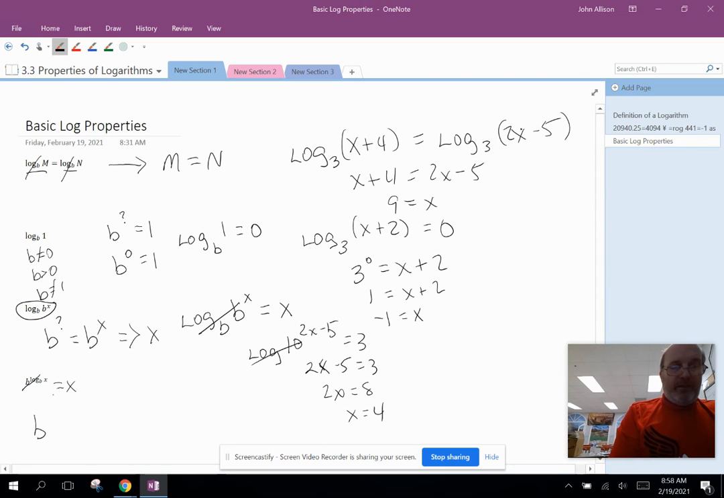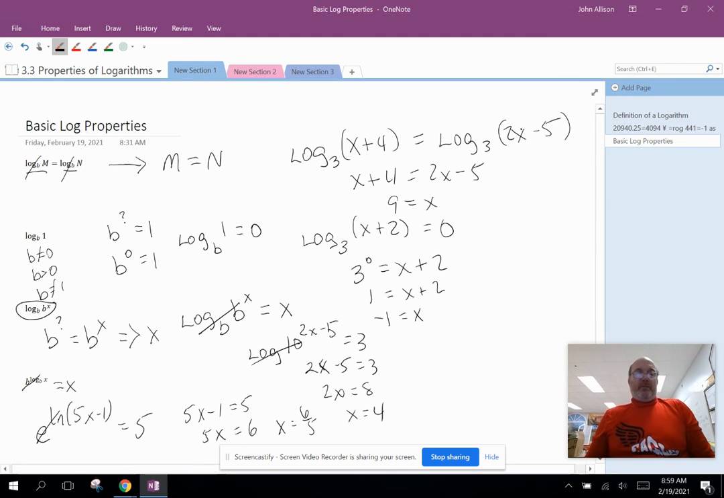So if we had b, or let's do the number. Let's say we have e to the ln 5x minus 1 equals 5. Then we could say that e and the ln cancel each other. That leaves me 5x minus 1 equals 5. I add 1 to both sides, get 5x equals 6, and divide both sides by 5 and get x equals 6/5. That's part 1.